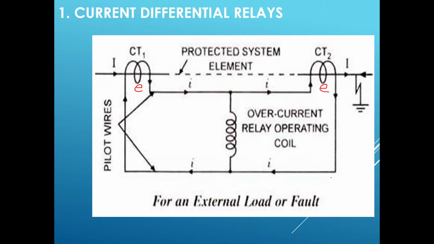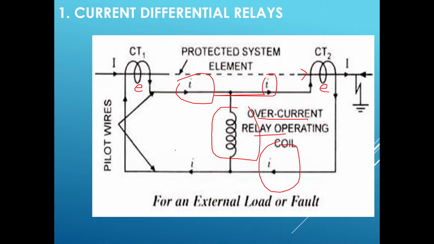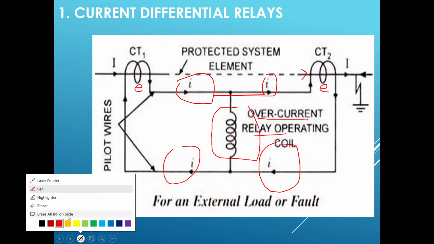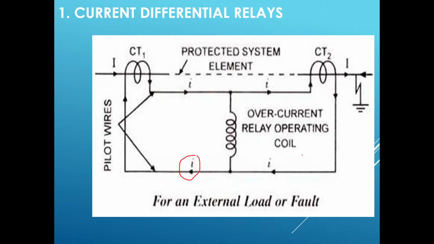So the current entering CT1 and CT2 is the same, so the EMFs induced across the secondaries will also be the same. You can see here this relay coil, the overcurrent relay, is connected across the secondaries of both the CTs. So whatever current is entering this junction, the same current will leave this junction. There is no difference in these two currents, meaning the currents flowing in the secondaries of these two CTs, in the pilot wires, will be the same.